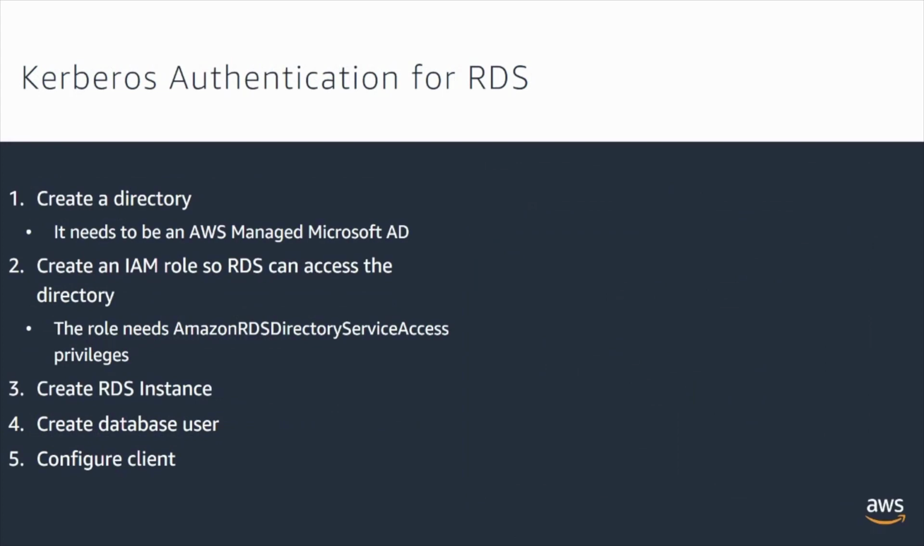So the steps involved in integrating Kerberos authentication for RDS are these. Essentially, we'll be creating a directory, creating the appropriate role, and then using that role so that RDS can access the managed directory, and creating the database user. Yes, you will be creating a standard user, but there's a slight difference in the way the authentication mechanism is specified. Instead of specifying identified by password, you'll be saying to refer to the external authentication system. And finally, you need to configure the client.